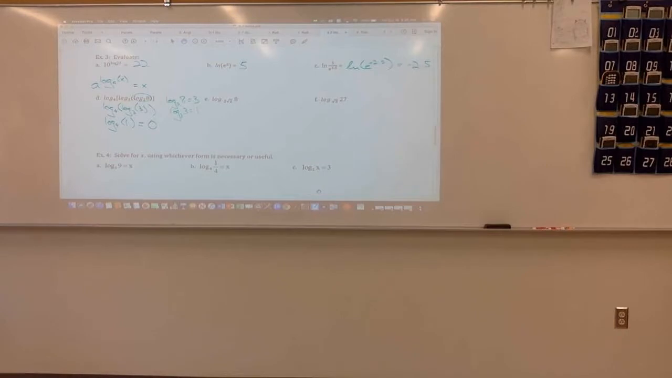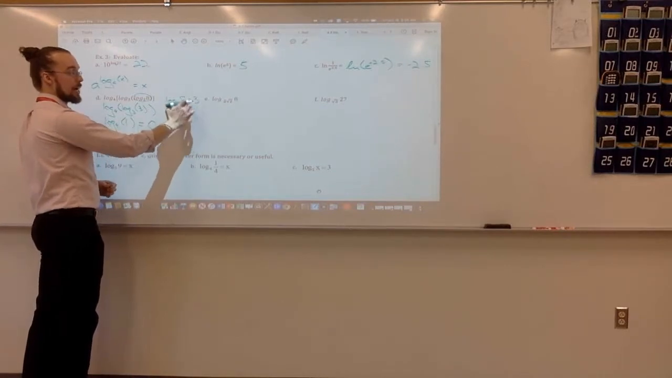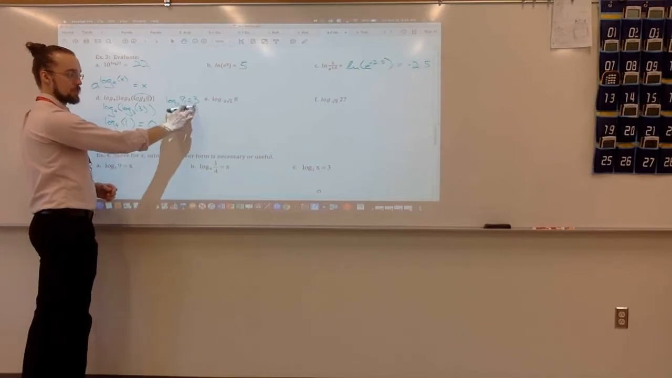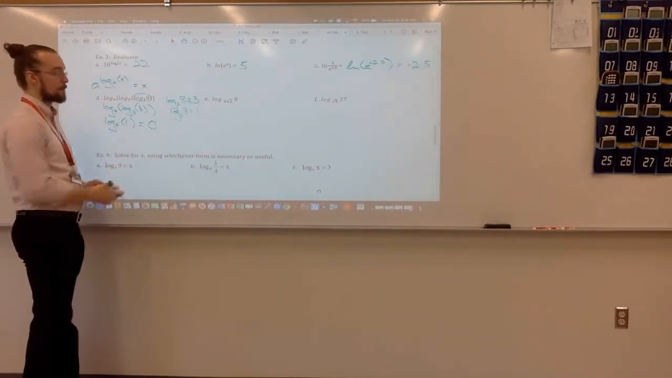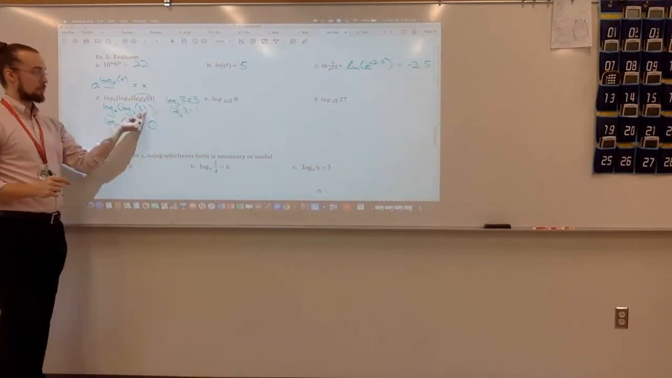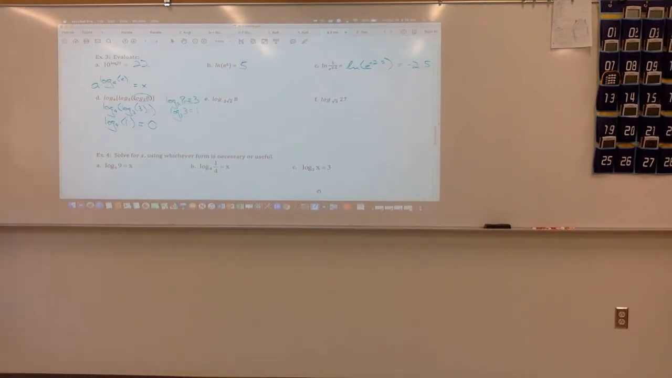Why does log base 2 of 8 equal 3? Because what we're saying is this is the exponent, right? So we're saying 2 to what power equals 8? 2 to the third power equals 8. You can just substitute it. So log base 2 of 8 is equal to 3. Okay, you okay with that one?